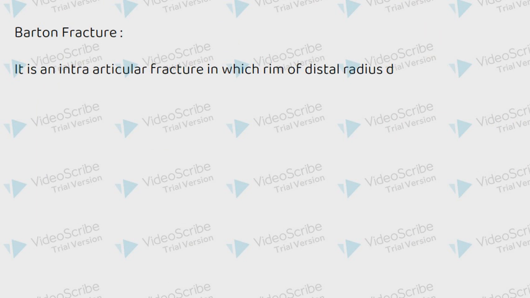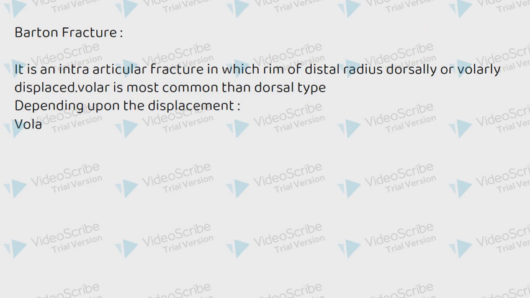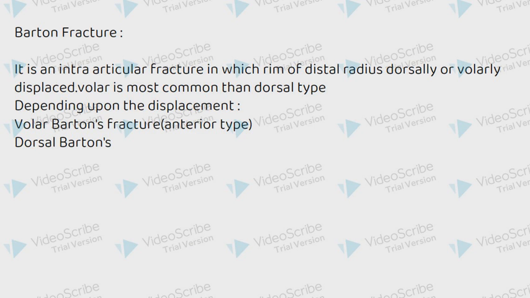Barton fracture. It is an intra-articular fracture in which the rim of the distal radius is displaced dorsally or volarly. Volar is more common than dorsal type. Depending upon the displacement, there is the volar Barton fracture, which is the anterior type, and the dorsal Barton fracture, which is the posterior type.